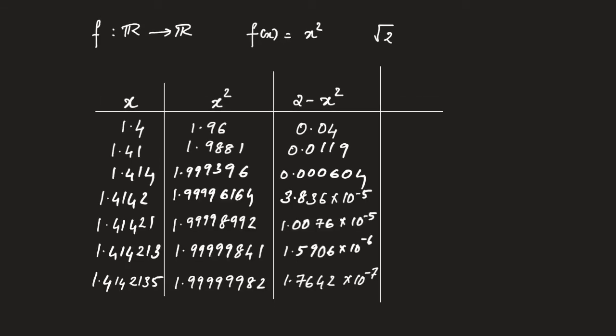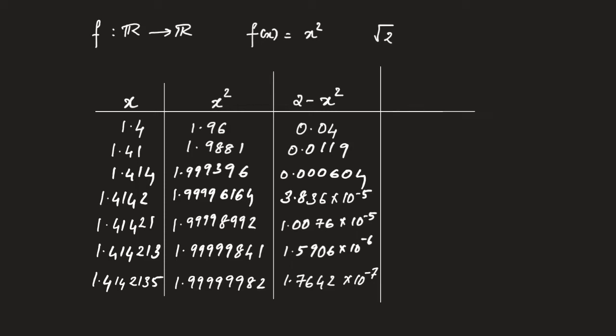What do we see from this table? We see that as x gets closer and closer to root 2, x squared gets closer and closer to 2. Or more precisely, 2 minus x squared is getting smaller and smaller, it's going to 0. Now, that's all we can see if we just look at one function. So what we will do is look at another function now.